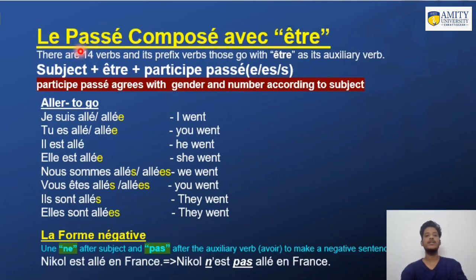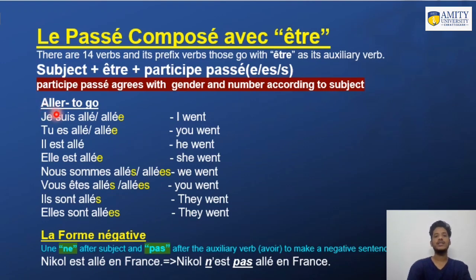Now you can see here le passé composé avec être. There are 14 verbs and their prefixed forms that go with être. And aller is one of them. Well, what is the formula? Subject, être, participe passé. Now you can see here the letters E-S-S. We'll discuss that later.